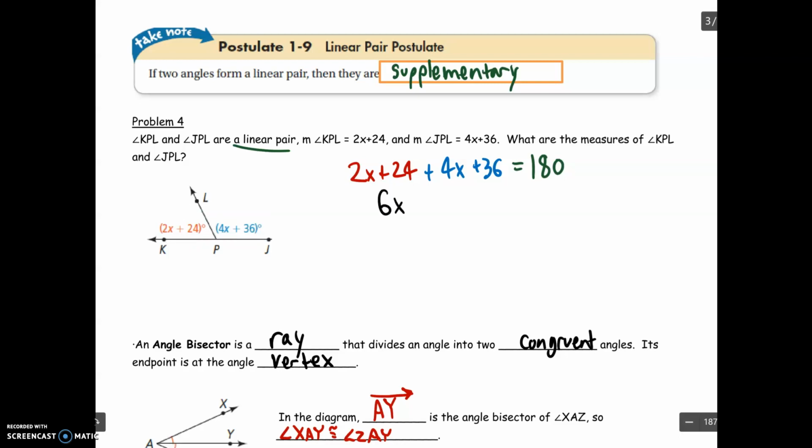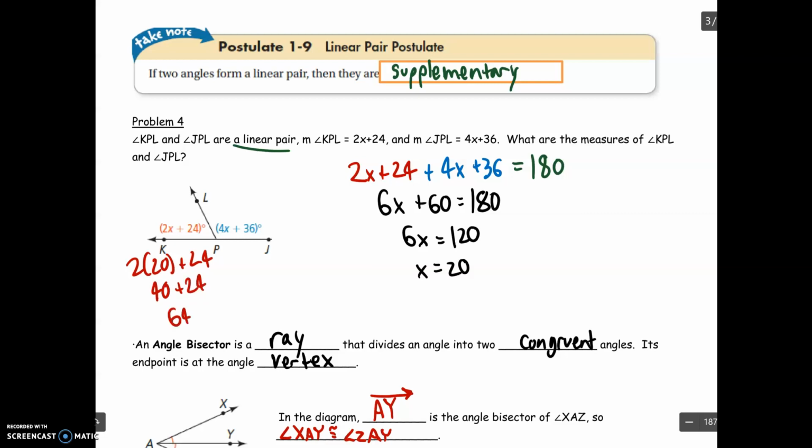If I combine like terms, 6x plus 60 is going to be equal to 180. If I keep solving, I can subtract 60 from both sides. I can divide by 6 to get my answer for x. Much as we do in a lot of other algebra questions, we want to make sure we're actually solving for the measures of the angles and not just for our variable. So if I substitute back in, in each expression, I know that 2 times 20 plus 24 is the measure of KPL. That's going to be 40 plus 24. Whoops, not 60, getting ahead of myself. That's going to be 64 degrees, it looks like, for KPL. And you can always use a shortcut to find the one that's next to it.